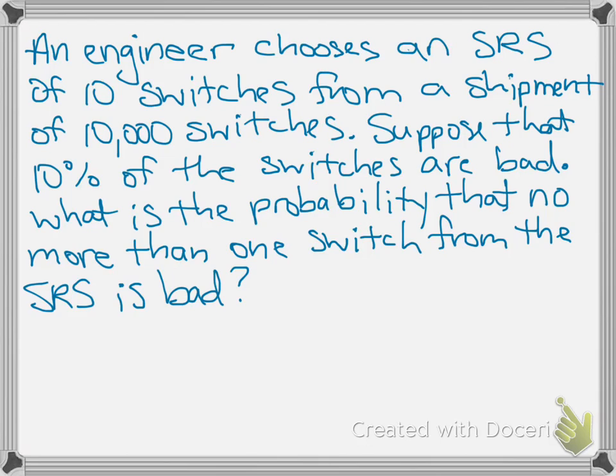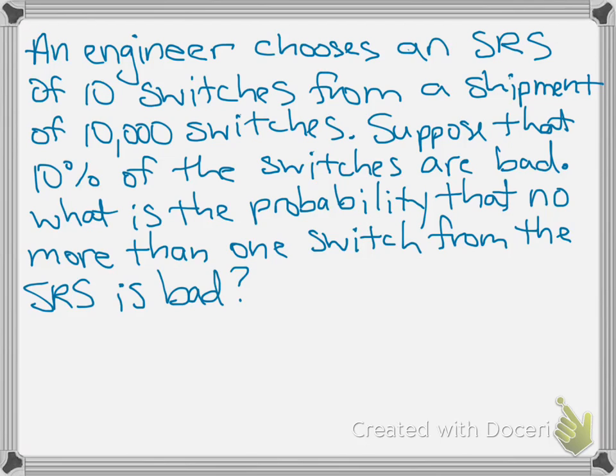So this all probably sounds a little bit confusing, especially with all that notation that you're not familiar with. So I wanted to walk you all through an example. It says, an engineer chooses an SRS, remember SRS stands for simple random sample, of 10 switches from a shipment of 10,000 switches. So we've got a whole bunch of switches, 10,000 of them, we're choosing only a very tiny portion of them, just 10.